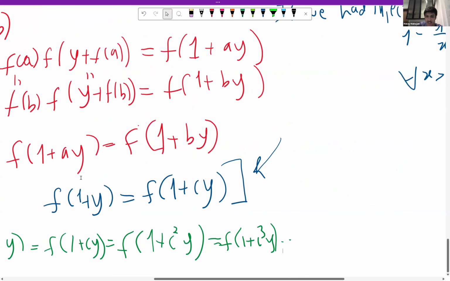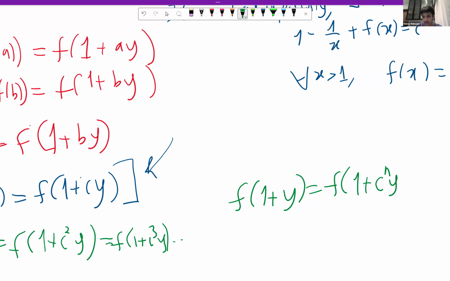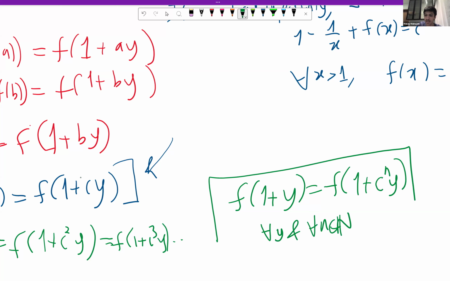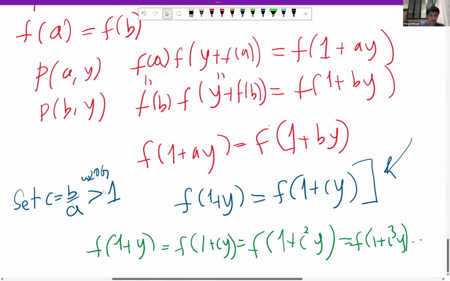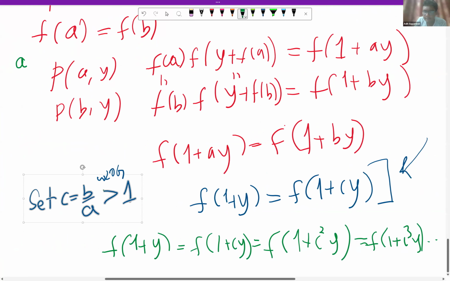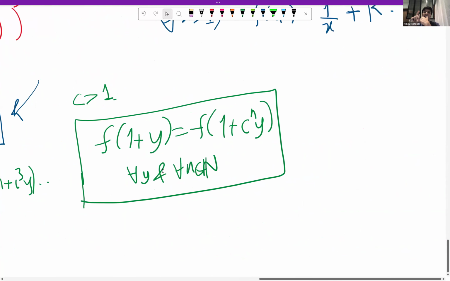So now we have this thing: f of 1 plus y is f of 1 plus c to the power n y for all y and for any n in the positive integers. So is this clear to everyone? And recollect c is bigger than 1. So basically, another thing this gives us is that every value in the image of f appears for arbitrarily large values in a sense. Okay, that helps, a good idea. Yes, we will be using that later.